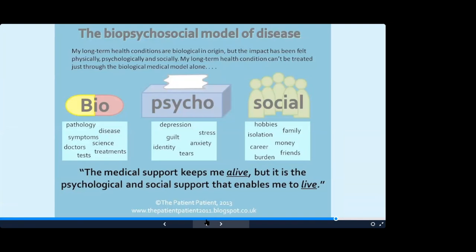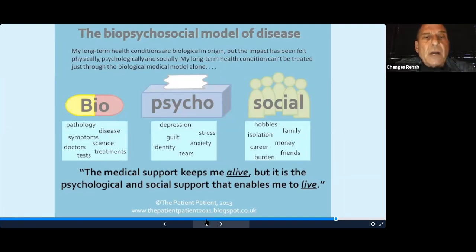I think here we're seeing that long-term health conditions are biological in origin, but the impact is felt physically, psychologically, and socially. Long-term, we often look at the pathology, the disease, and what other symptoms are around: is there depression, is there another mental disorder? We also look at the person's hobbies, their career, where they are in their life, etc.